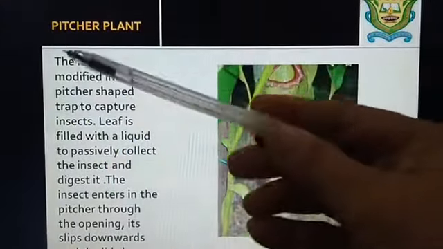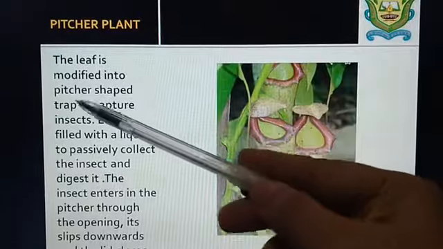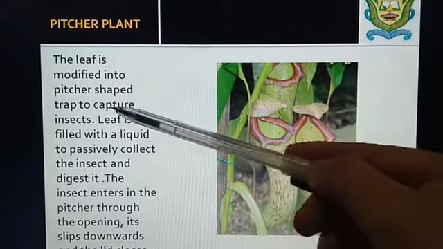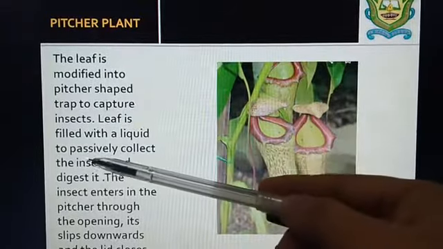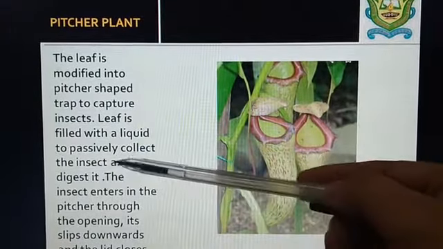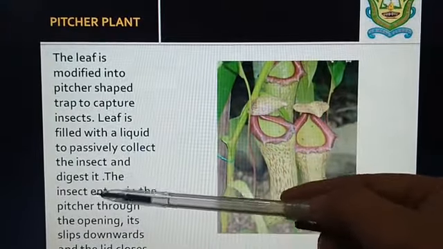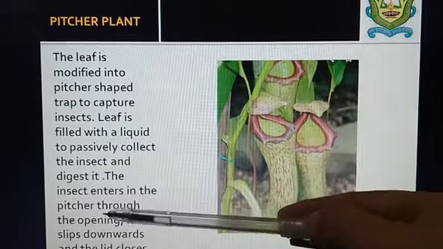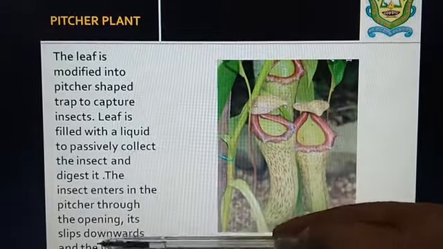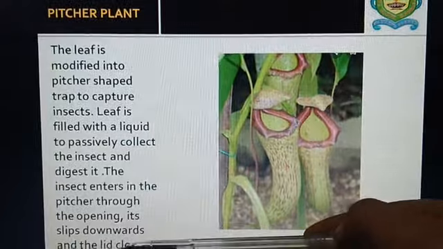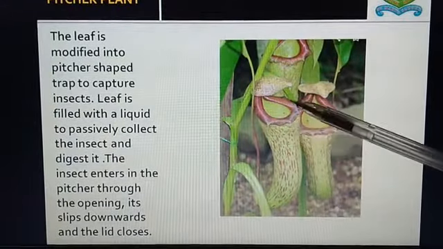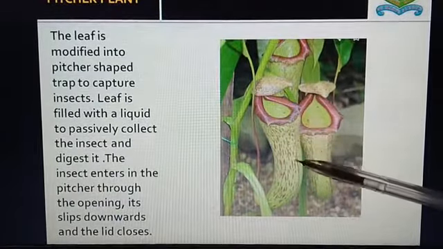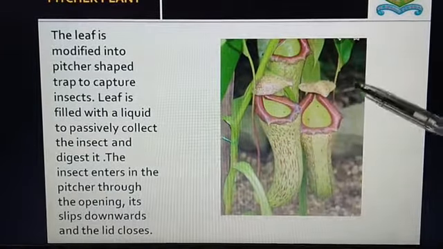Pitcher plant. The leaf is modified into a pitcher-shaped trap to capture insects. The leaf is filled with a liquid to passively collect the insects and digest them. The insect enters the pitcher through the opening. It slips downwards and the lid closes. The insect is then digested by various digestive enzymes and juices.